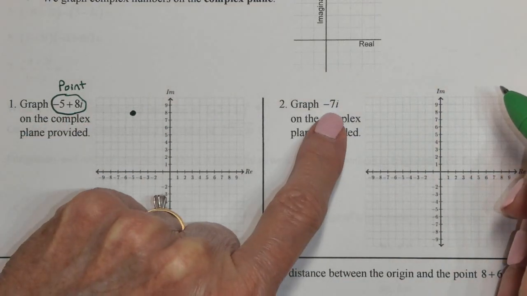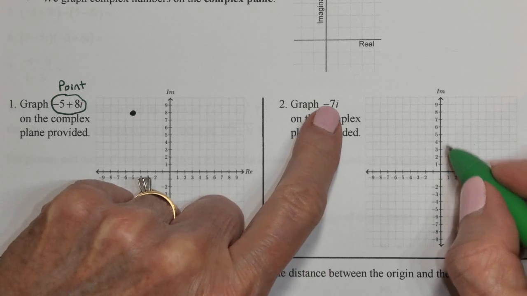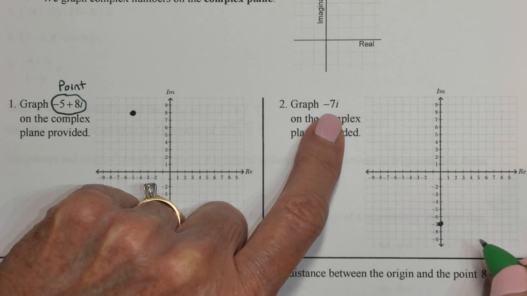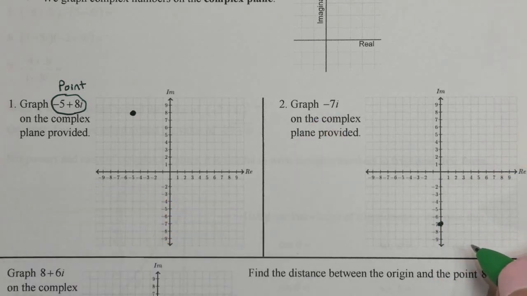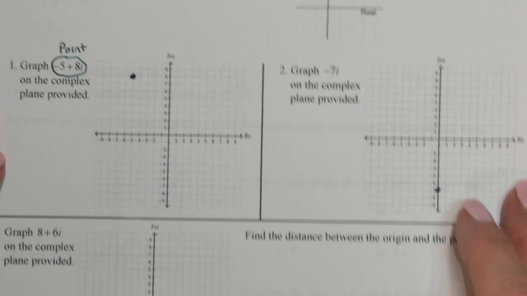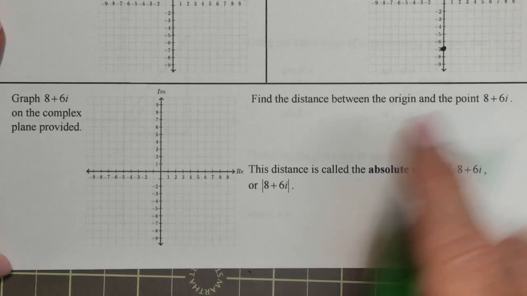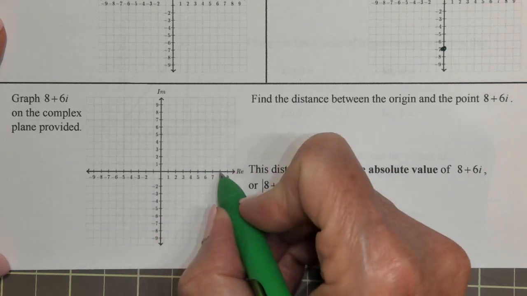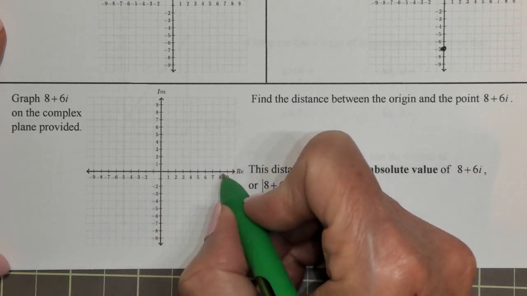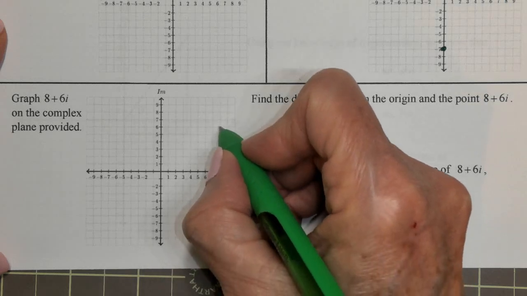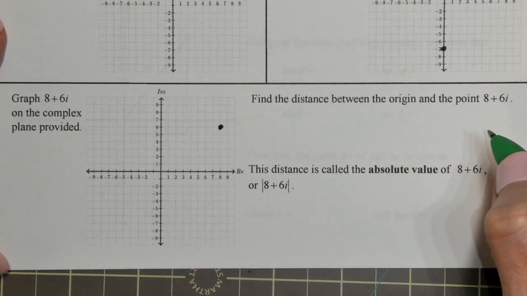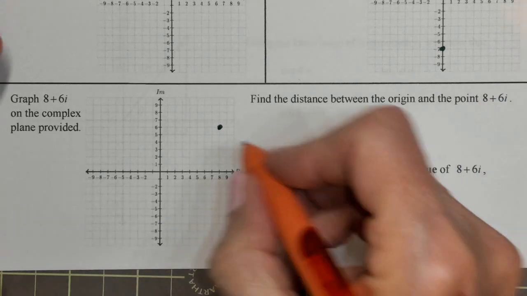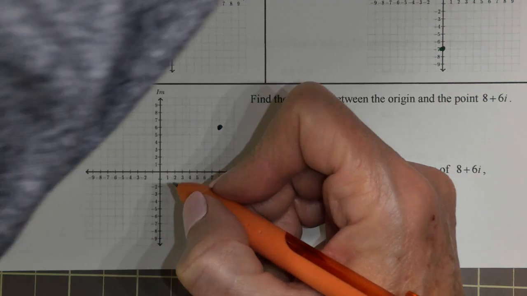The point -7i is 0 on the real axis and -7i on the imaginary axis. So that would be that point. Okay. Let's graph 8 plus 6i on this complex plane. So I would go 8 on the real axis, and then 6i on the imaginary axis. Let's find the distance now between the origin and that point. So we're finding this distance right here.